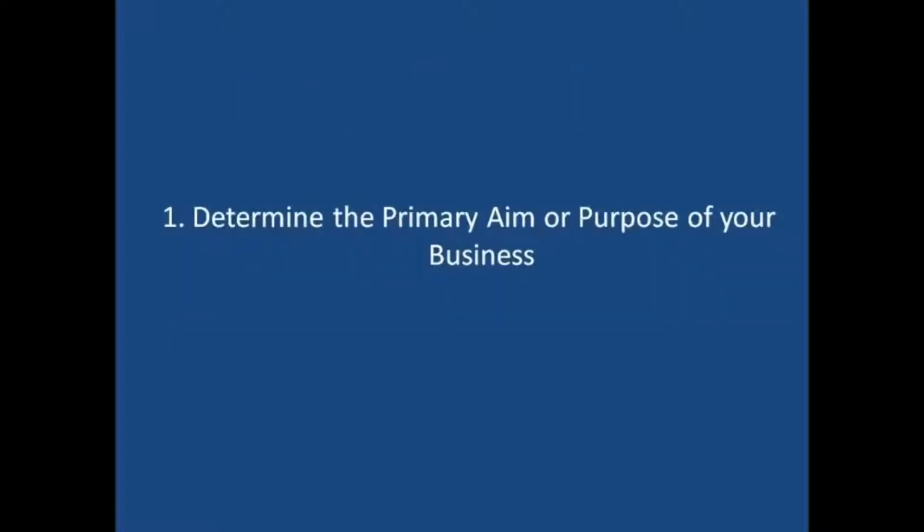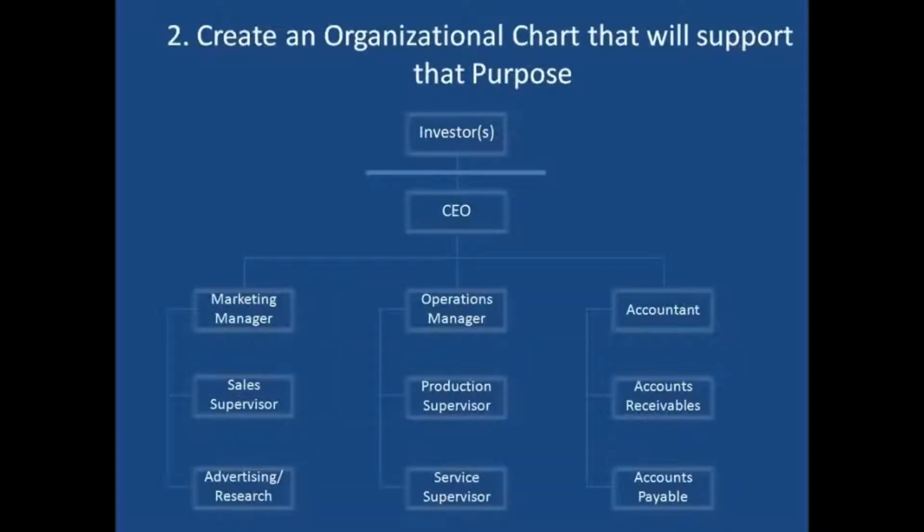Number one, determine the primary aim or purpose of your business. Here you need to determine the purpose of your business. What is the purpose of my business? What is the primary aim of my business? Determine that. Let that be clear in your mind. And if you have a team or staff members, let that also be very clear in their mind. Number two, create an organizational chart that will support that purpose. One that will support that purpose.